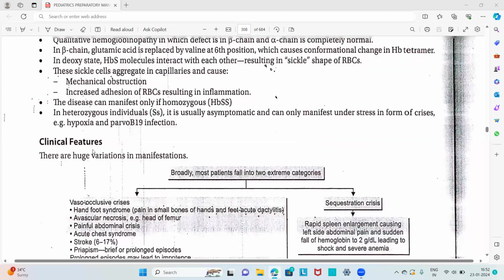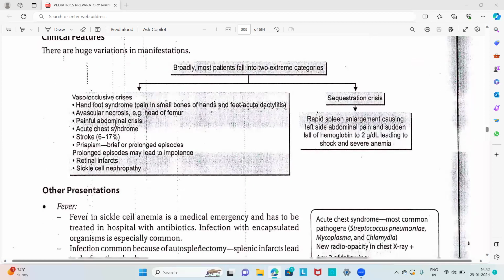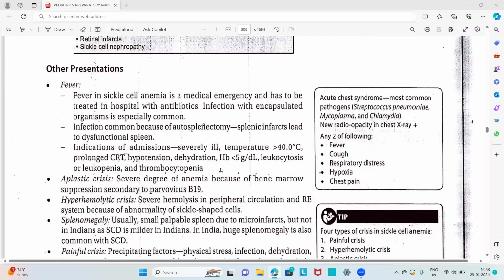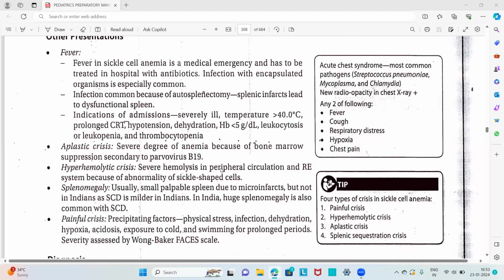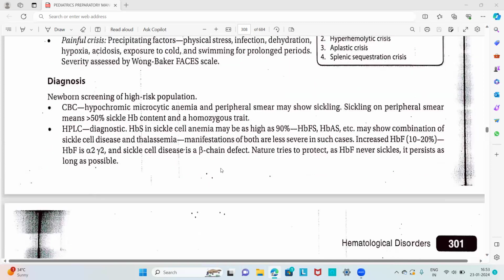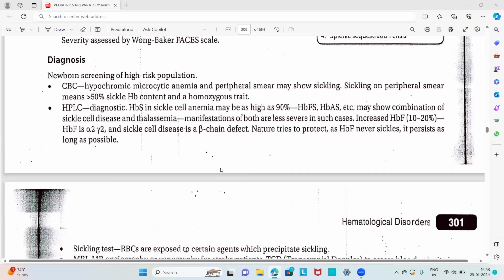We have two crises, that is vaso-occlusive crisis and sequestration crisis, and below that there are the manifestations in each. Then other presentations like fever, aplastic crisis, hyperhemolytic crisis, splenomegaly, and painful crisis. Then about the diagnosis of sickle cell disease. Newborn screening of the high-risk population should be required.